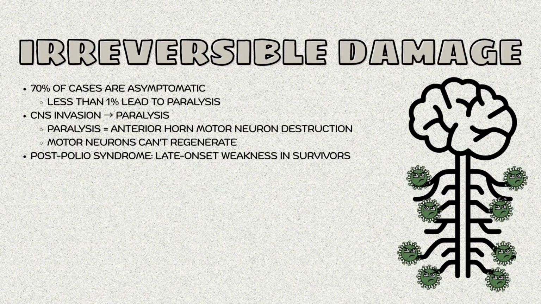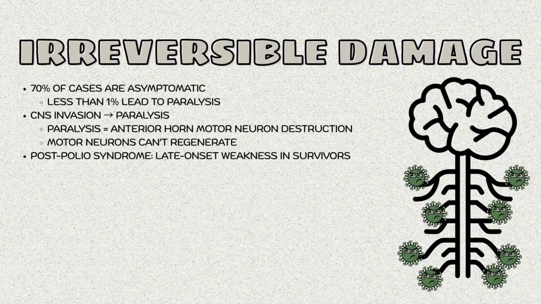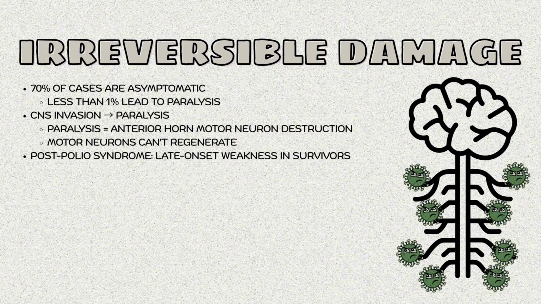Polio travels to the CNS via the bloodstream and targets motoneurons by binding to the surface receptor CD155. Polio takes over the host cell's machinery to mass-produce viral RNA and proteins.